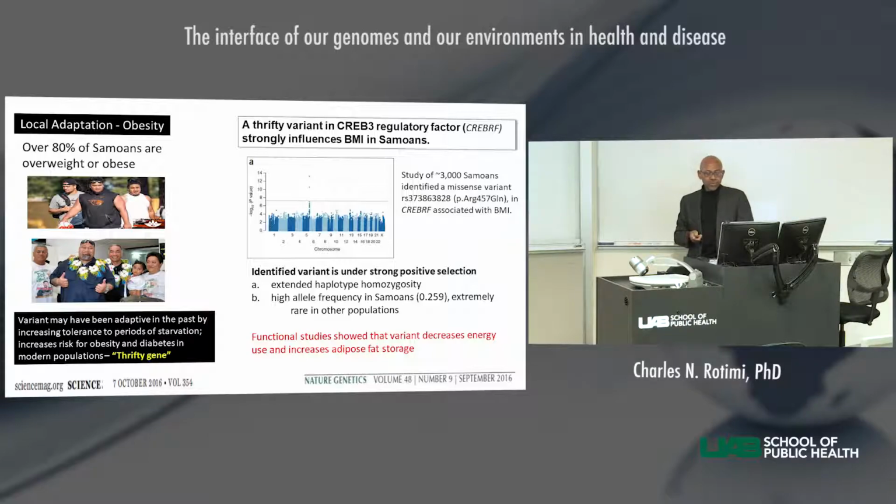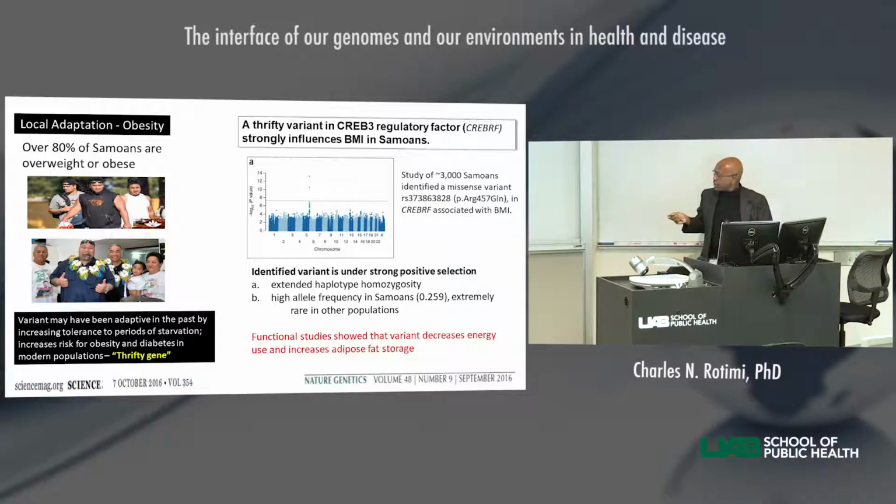So it was not surprising when a study using the genome-wide association study approach in about 3,000 Samoans found this CREB3 regulatory factor that strongly influences BMI, and they picked up this arginine substitution in the context of BMI, and identified a variant that may be under very strong selection pressure, at almost 30% frequency, and very rare in other populations around the world. So again, this provides evidence for why these individuals may indeed be at a much higher rate of obesity.